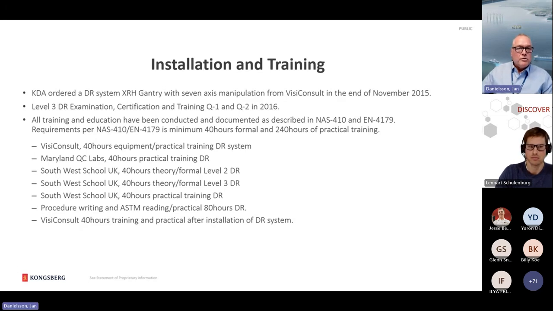And for my training, I did it at VisiConsult. I had 40 hours of equipment procurement training there. I was at QC Labs in Maryland in the US and had 40 hours with their level 3. And I was at a software school in Cardiff in the UK and had all this theory, formal, and some of the practical training there. And I got 80 hours for procedure writing and reading a lot of these ASTM specifications. And I got 40 hours of training and practical after the installation of the DR system here at Kongsberg.